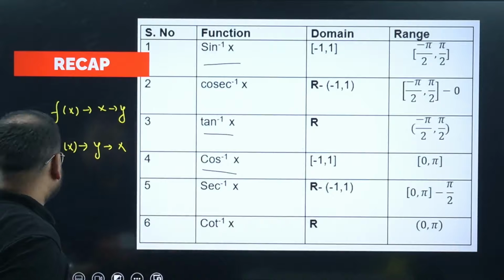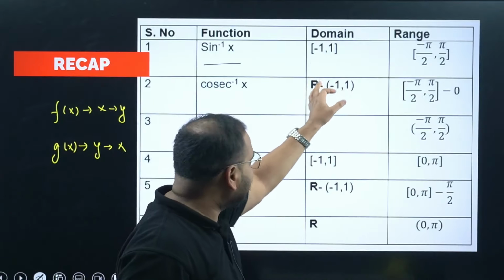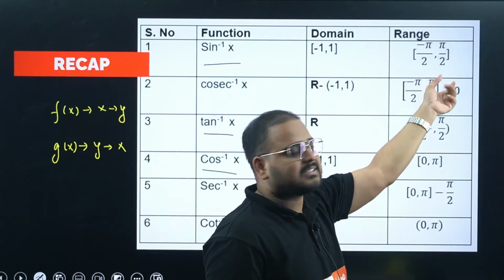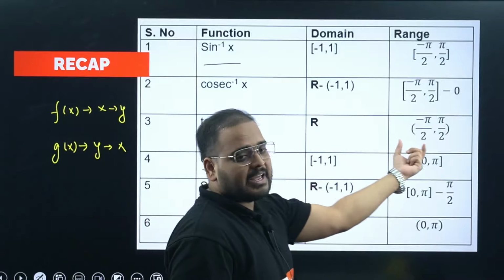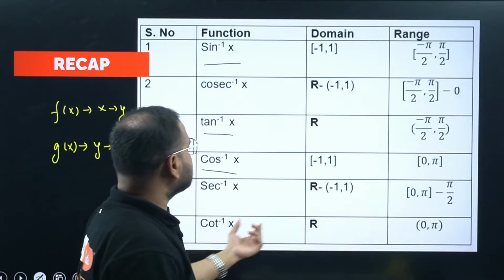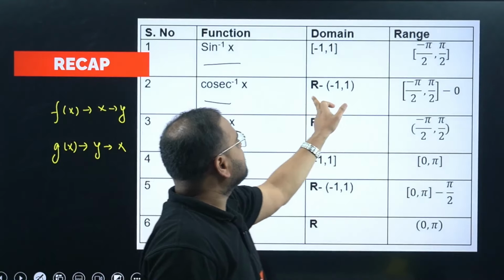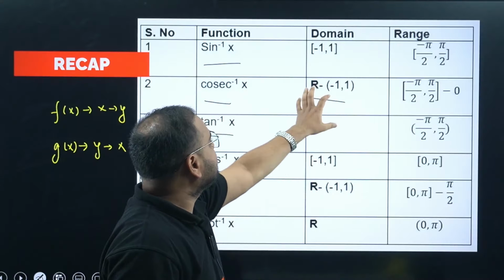Means the range will become domain and domain will become range. So that's why if you see here these values, this was the range, right? It became the domain, and this was the restricted domain of sin x, which became the range, right? Same thing for tan inverse, domain and range. For cos inverse, domain and range. For cosec inverse also, what we have? This restriction, -1 to 1. -1 to 1 is not part of the domain.